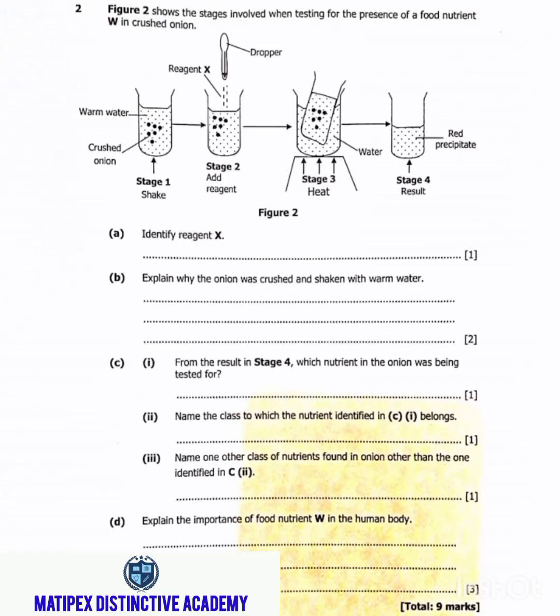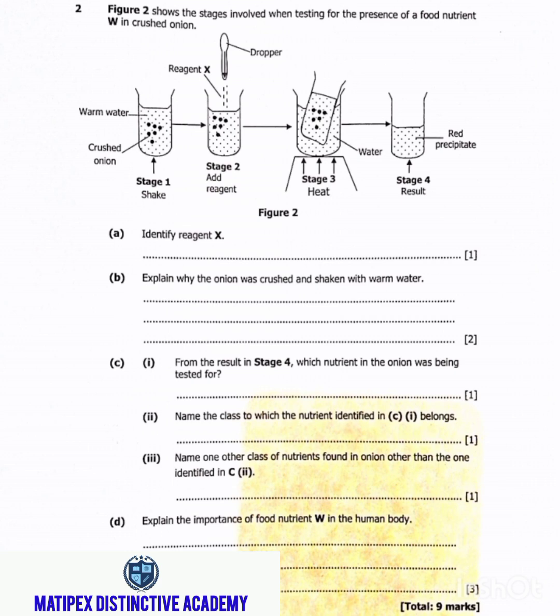Okay, so let's look at question number 2. Question number 2 is saying figure 2 shows the stages involved when testing for the presence of a nutrient W in crushed onion. Okay, question A, identify reagent X.